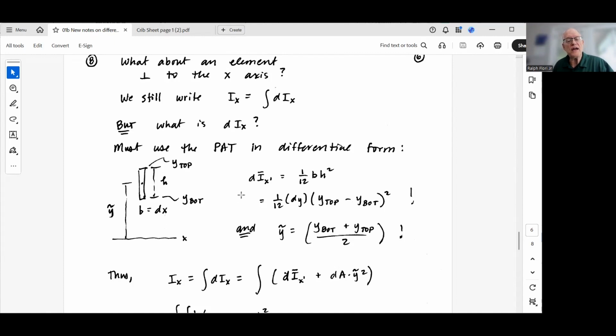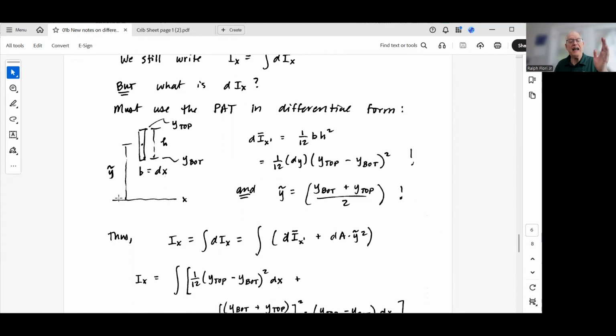And so it's 1/12. The base is dx. And the height of this element, the h, is y top minus y bottom, cubed. And the y tilde is the average of y top and y bottom, so it's y top plus y bottom over 2.